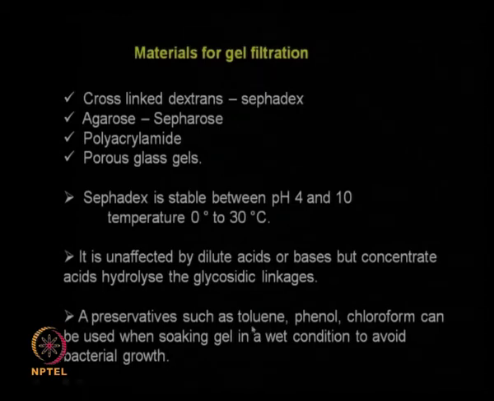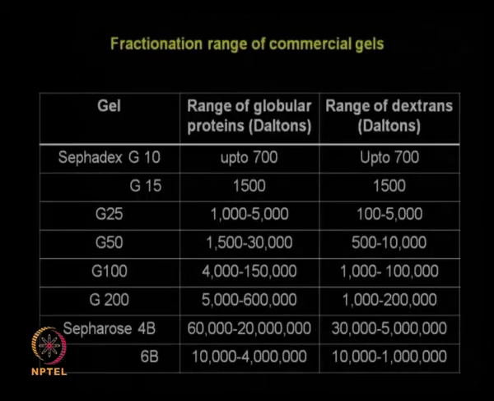Sometimes toluene or phenol or chloroform is also used while soaking, because you want to avoid bacterial growth in wet conditions. So a little bit of this preservative will help in reducing the bacterial growth. So there are different types of materials, and each one of them has a certain range for separations based on their molecular weight.